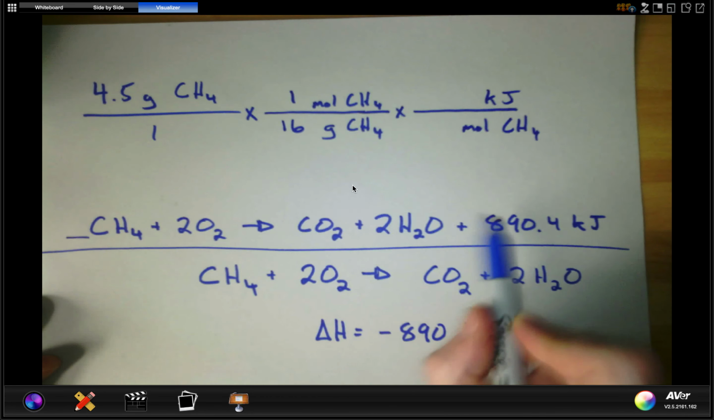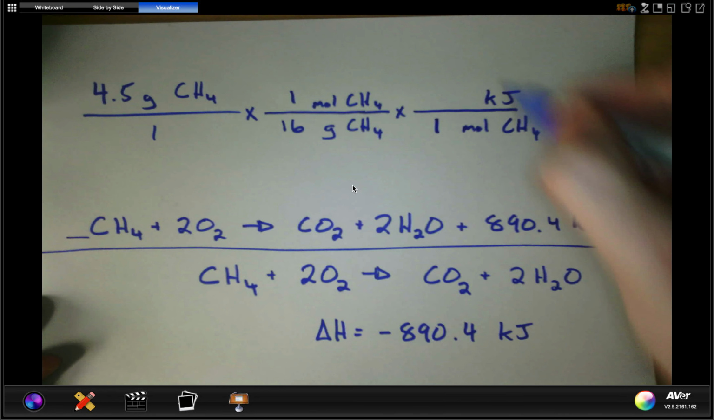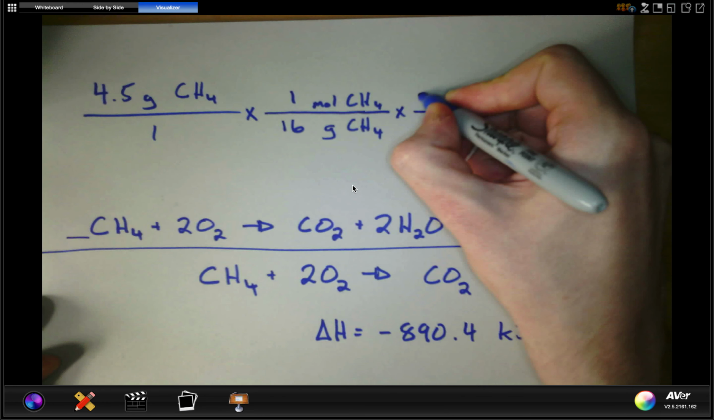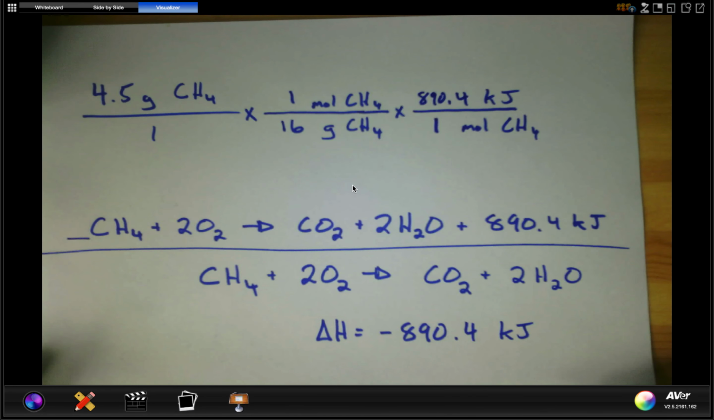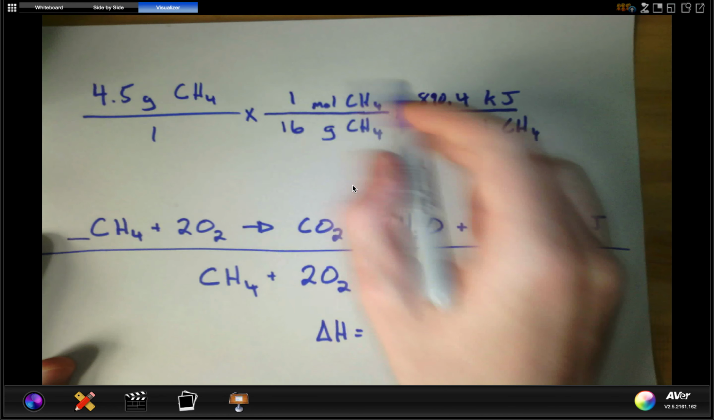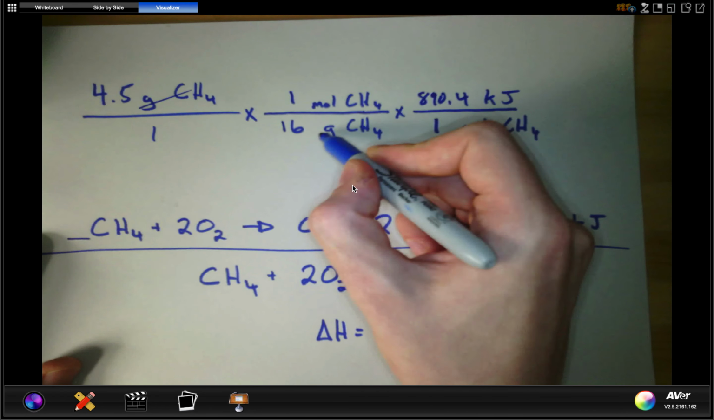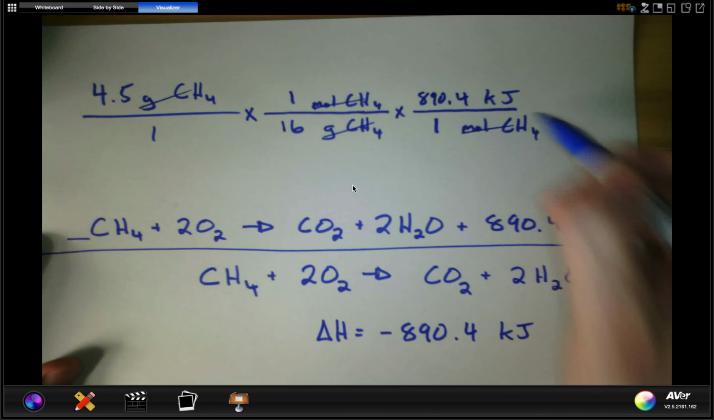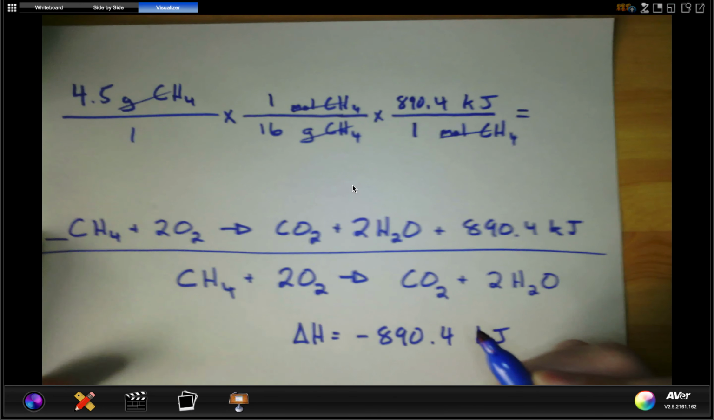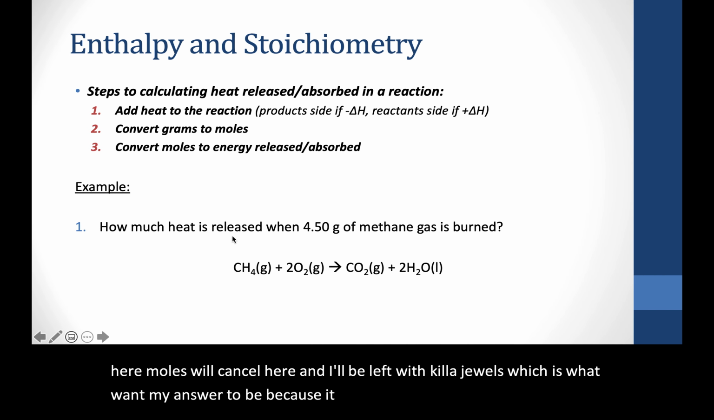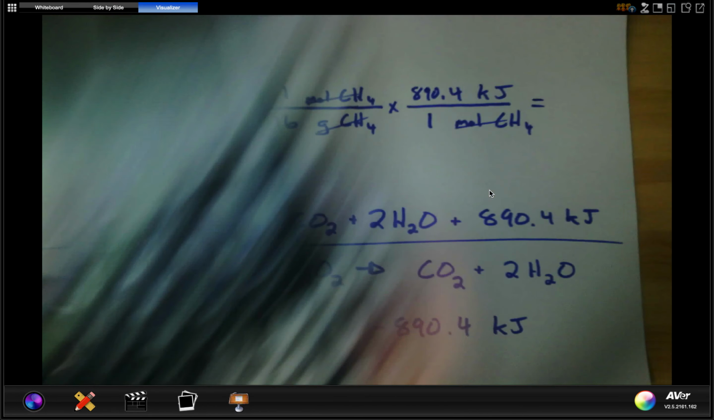So the relationship there is 1 mole of CH4 in this reaction gets us 890.4 kilojoules. Now if you look, if I solve, grams will cancel here, moles will cancel here, and I'll be left with kilojoules, which is what I want my answer to be, because it asks how much heat is released. So now, calculator time.